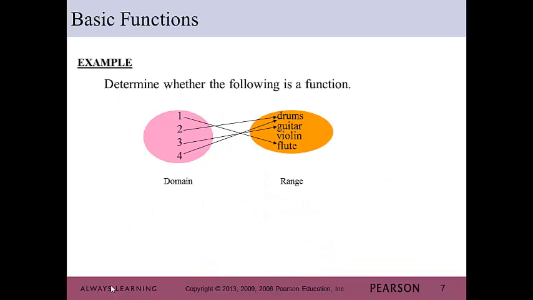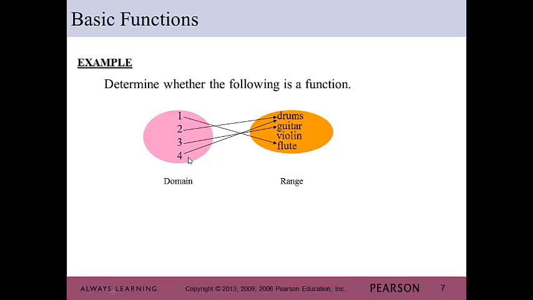All right, let's look at an example. It says determine whether the following is a function. So here is a mapping. The first map, which is purple or lavender, is for the domain, and the second, I'm going to call orange, is for the range. So here they're telling me 1 maps to flute, 2 maps to drums, 3 goes to guitar, and 4 goes to drums. Now, do you see any repeats in your domain?